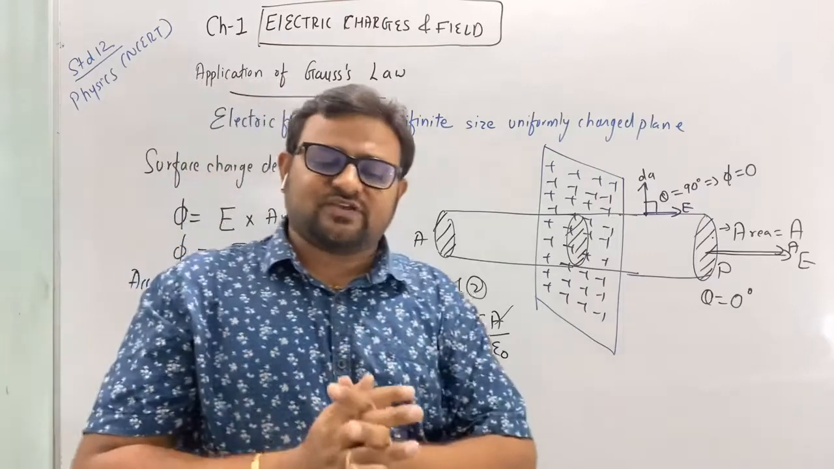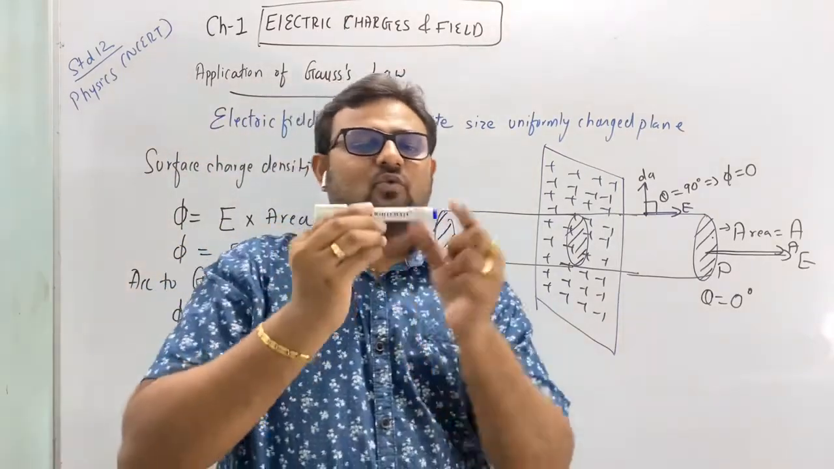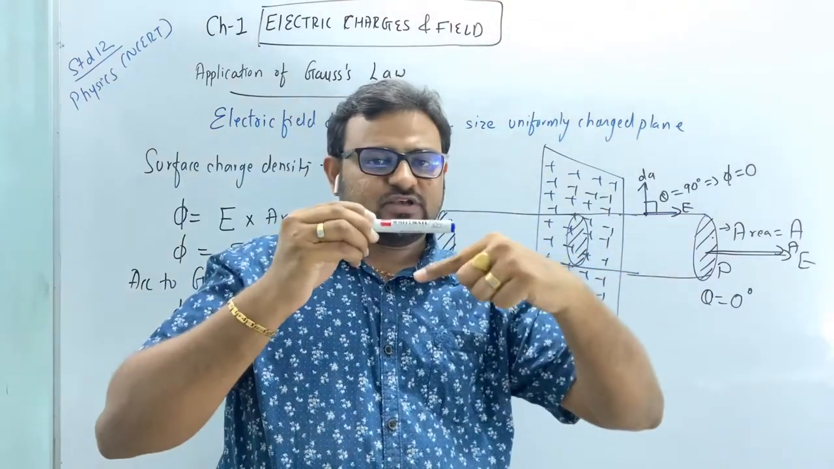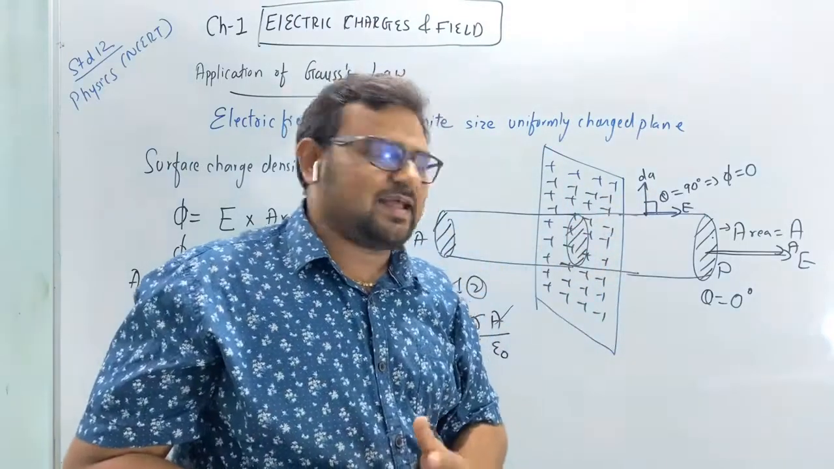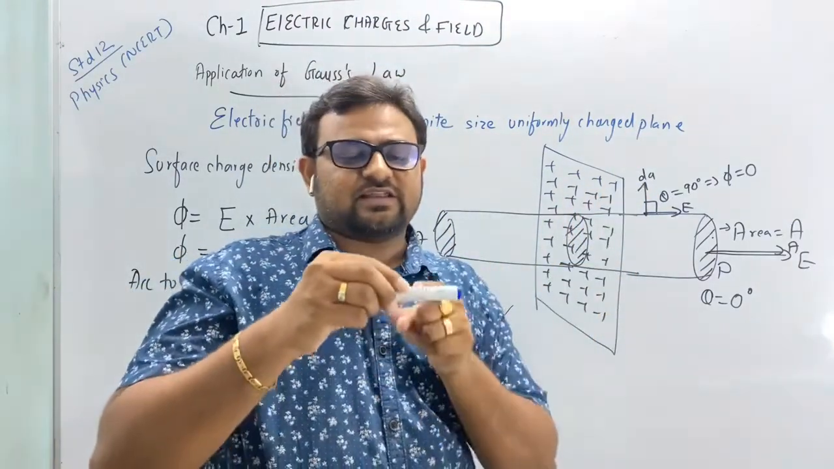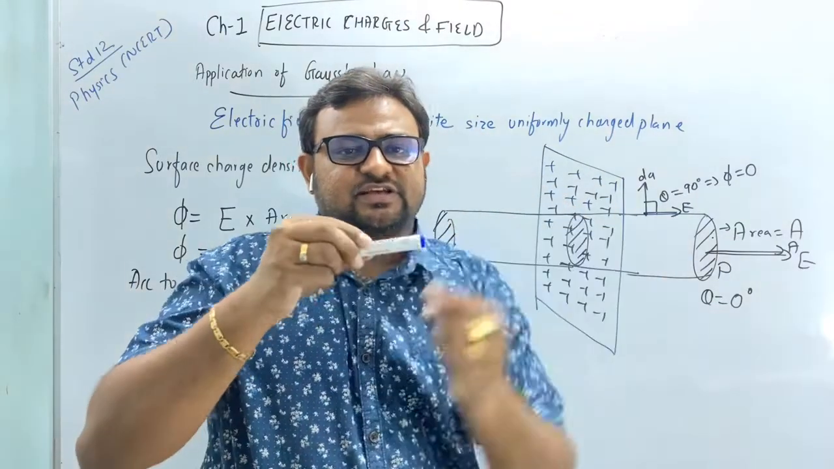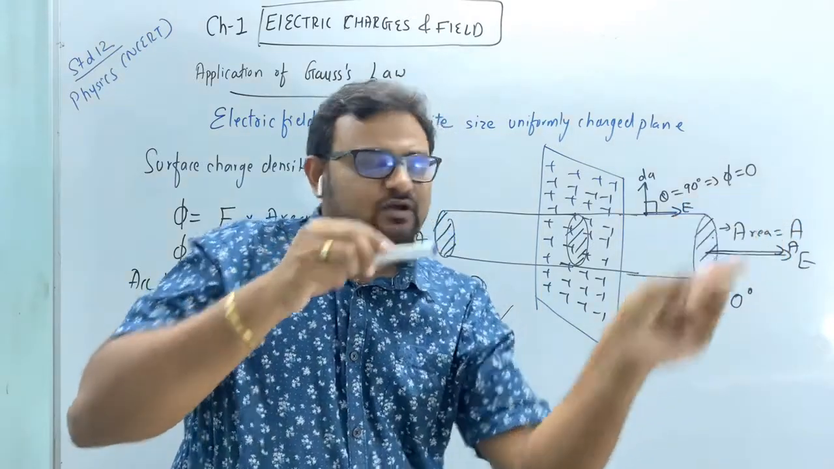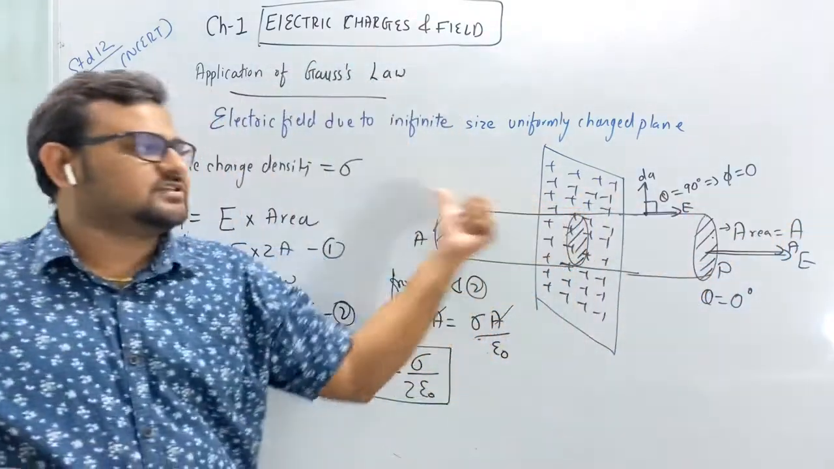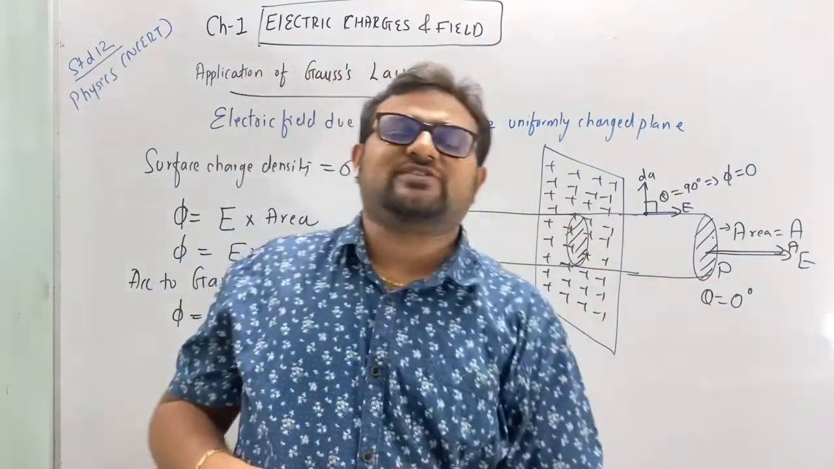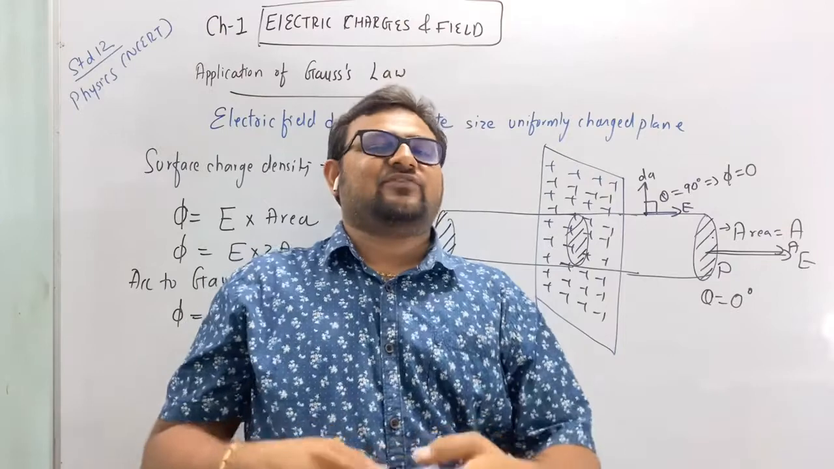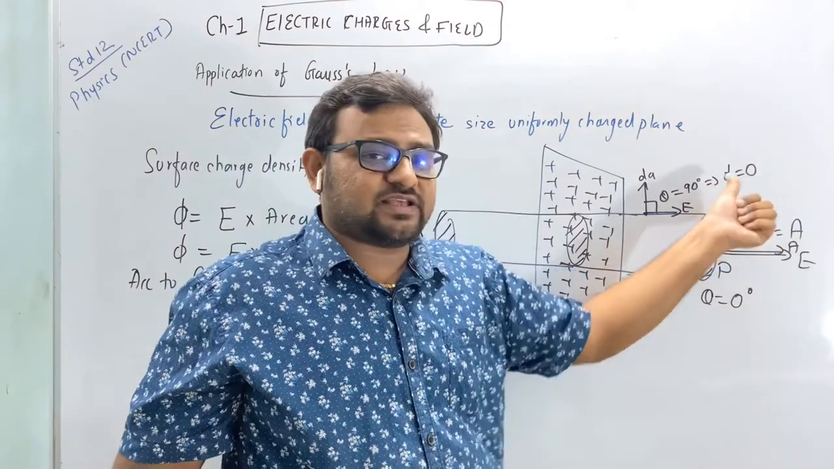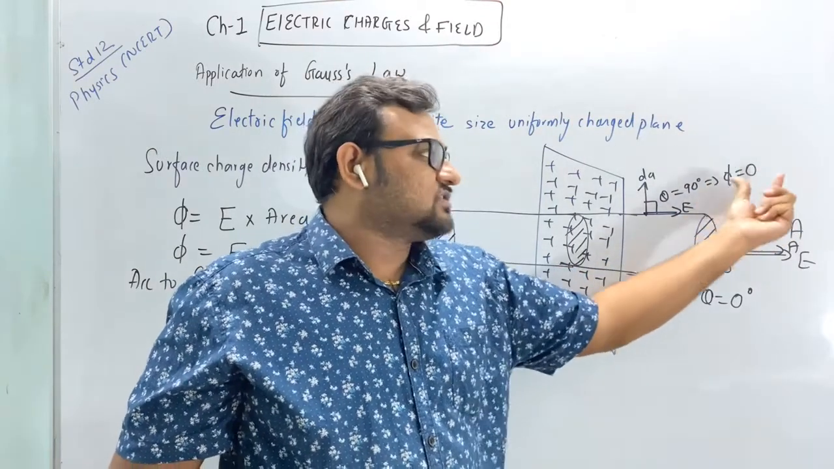Now there are three surfaces if I take this as a cylinder: this surface, this surface, and the curved surface. For the curved surface, the area vector is in this direction at the top, in this direction at the bottom, and the electric field is in this direction, on this side and on that side. So everywhere on the curved surface, the angle between the area and electric field is 90 degrees. So the flux will be zero because EA cos 90 is zero.